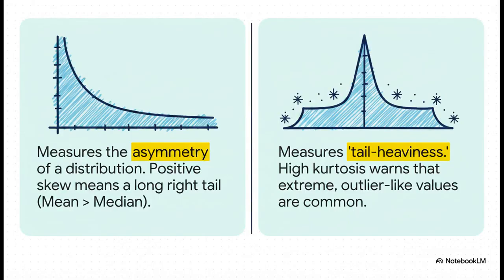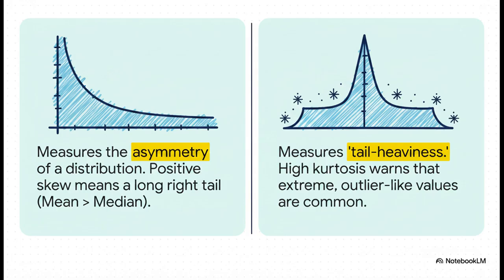And if you really want to show a deeper level of understanding, you start talking about the shape of the data. When you mention skewness, you're showing that you're thinking about asymmetry, like income data, where a few billionaires create a long tail to the right. And when you talk about kurtosis, you're showing you're thinking about risk. A distribution with high kurtosis, what we call heavy tails, tells you that extreme events are more likely than you'd think. Think about stock market returns.